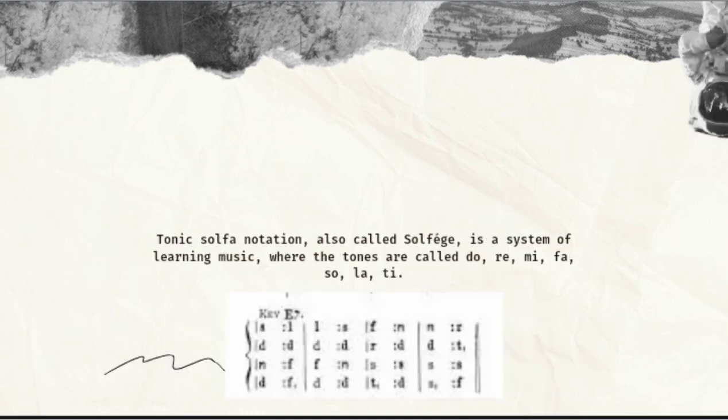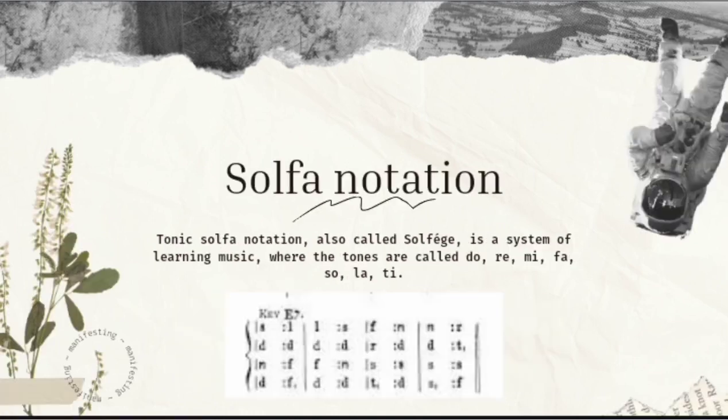Okay, so now we move on to our solfa notation. Another name for solfa notation is tonic solfa, also called solfeges. It's a system of learning music where the tones are called do, re, mi, fa, sol, la, ti. You can end with your do. So that is our solfa notation.